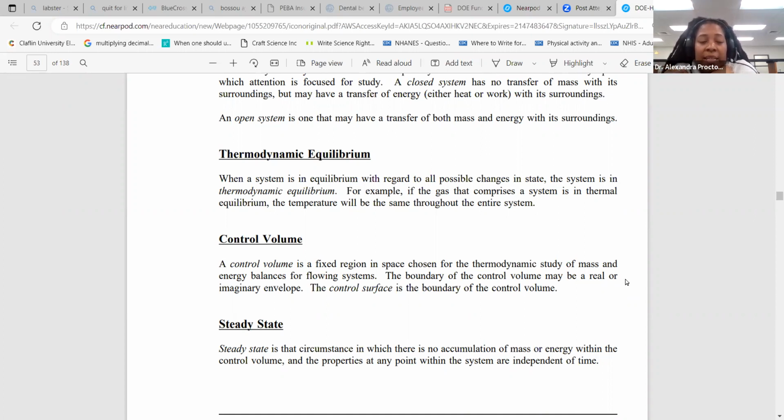Steady state is that circumstance where there is no accumulation of mass or energy within that control volume. That's what we're talking about, that fixed region. You don't have an accumulation of mass or energy, and the properties at any point within that system are independent of time.